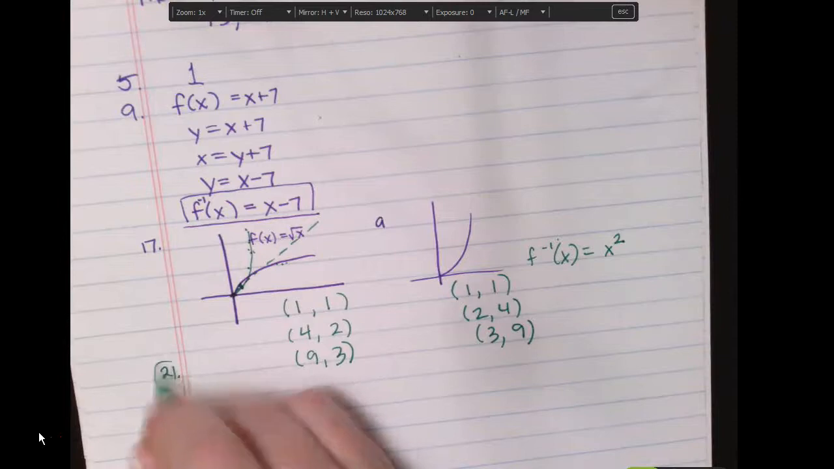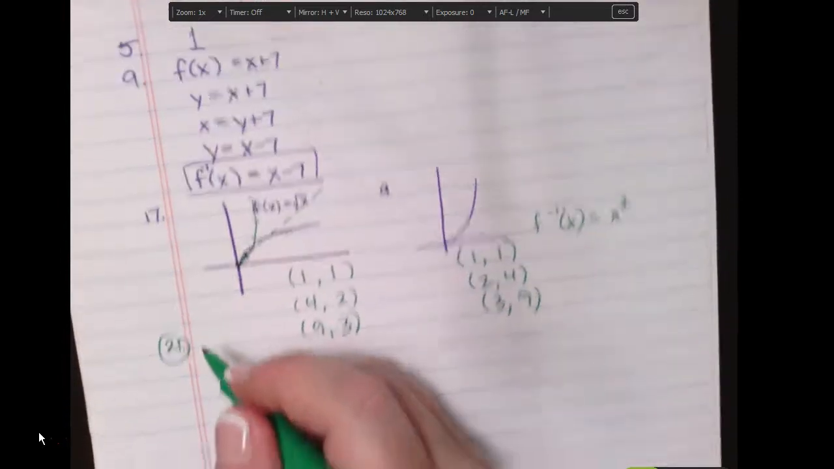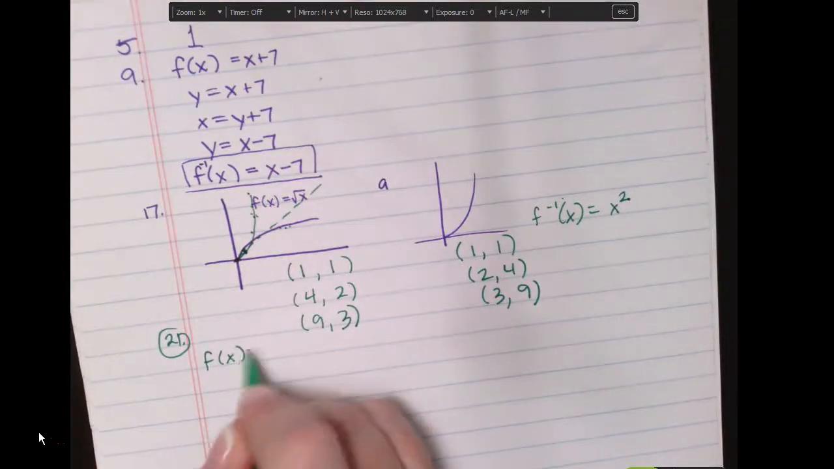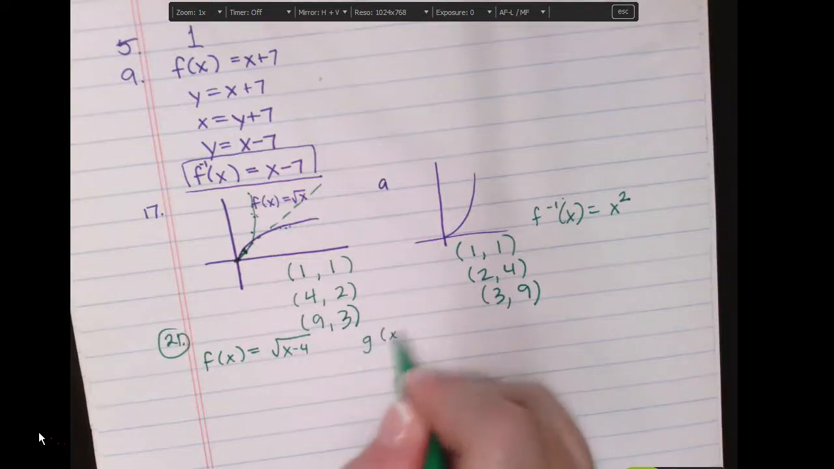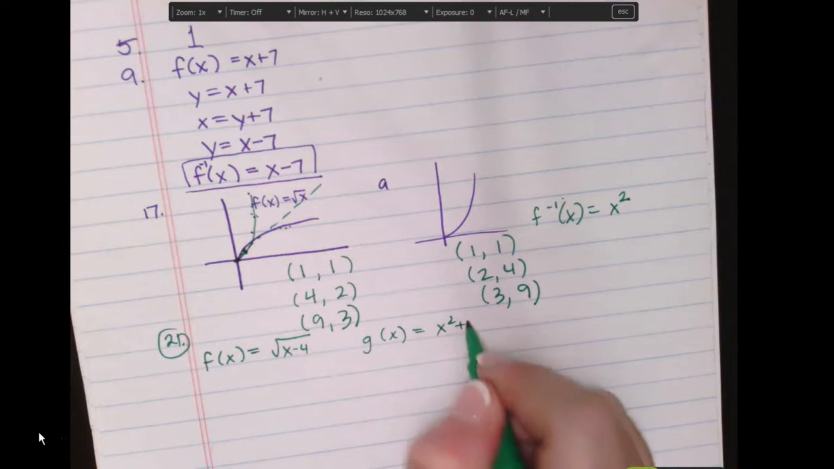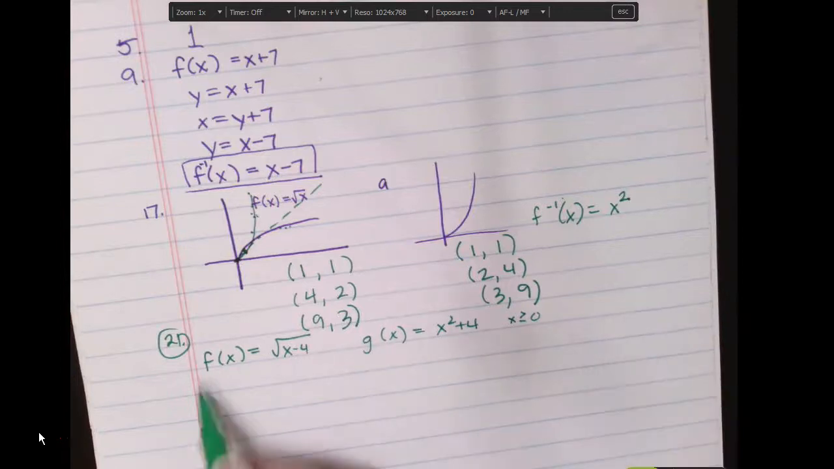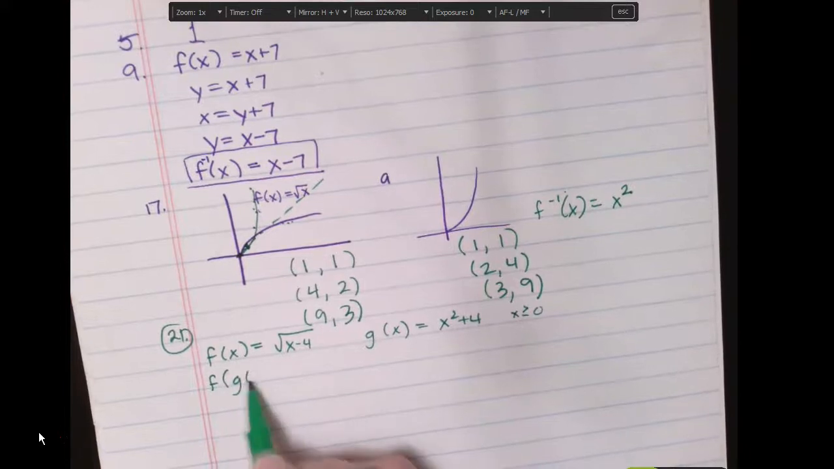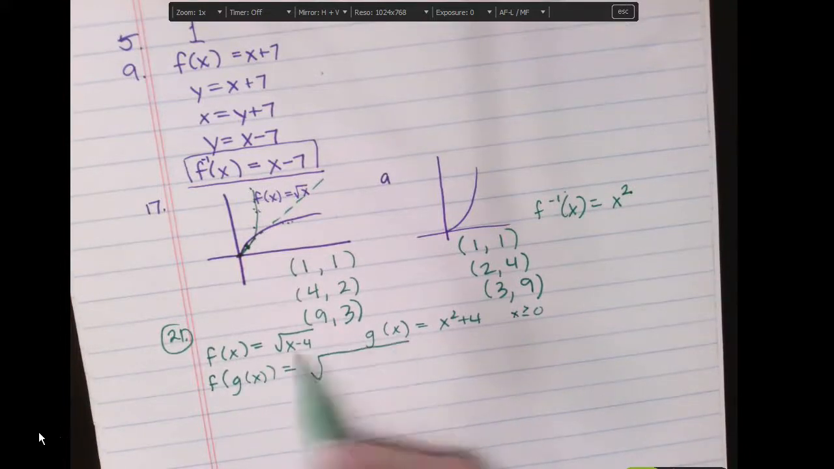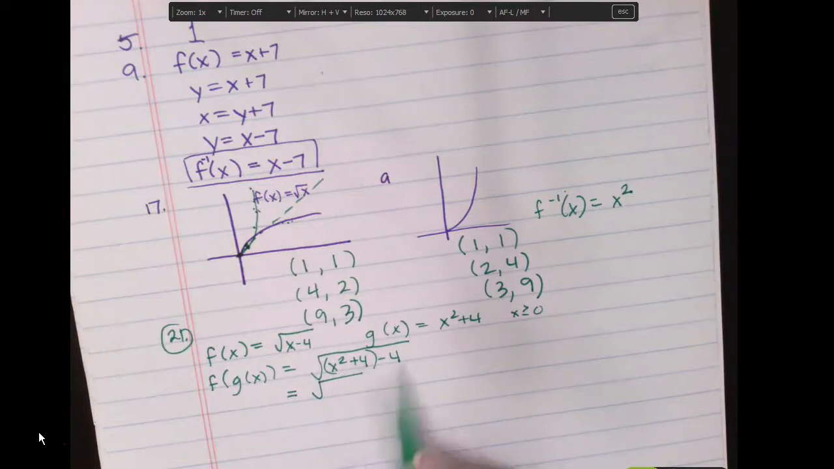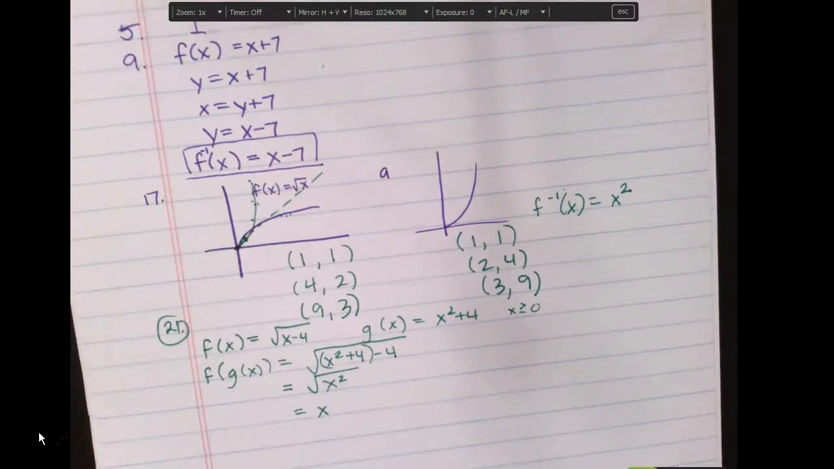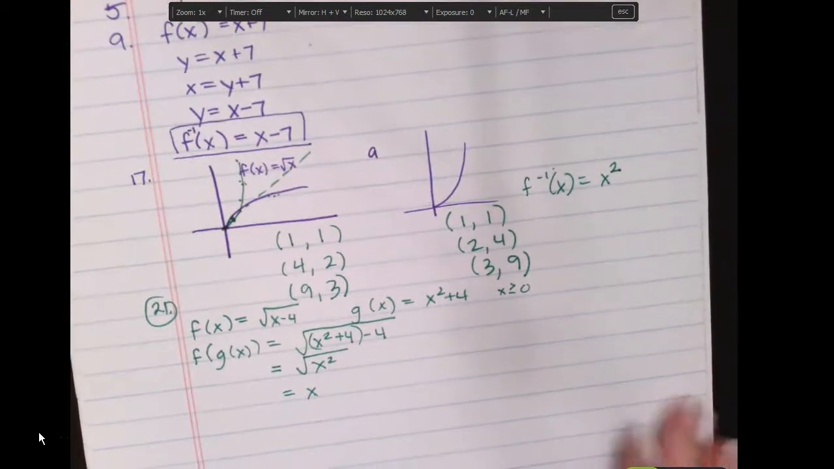In number 21, we're being asked to verify algebraically, show that f and g are inverses. So in number 21, f of x is square root of x minus 4, g of x is x squared plus 4, and we have a domain restriction there of x is greater than 0. The way we verify is we do the composition. So I'm going to do f of g of x. So the square root, instead of an x there, I'm going to put x squared plus 4, and then minus 4. And the 4's will cancel out, so I want the square root of x squared, which I just get x. And that's the rule. If we do the composition and we get x for our answer, then they are inverses of each other.